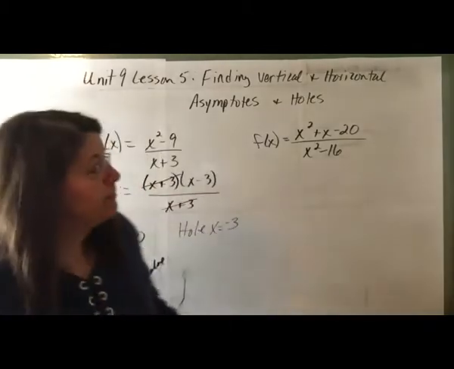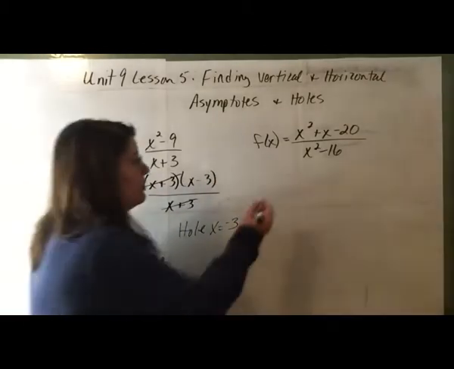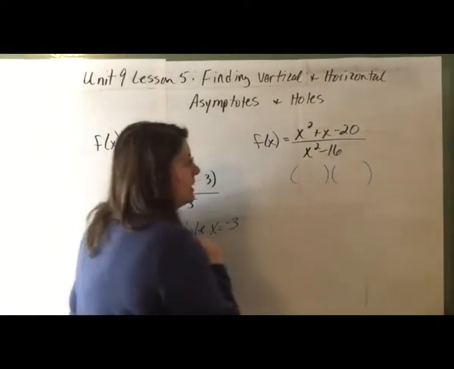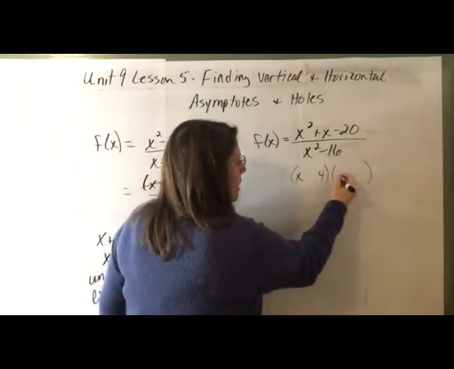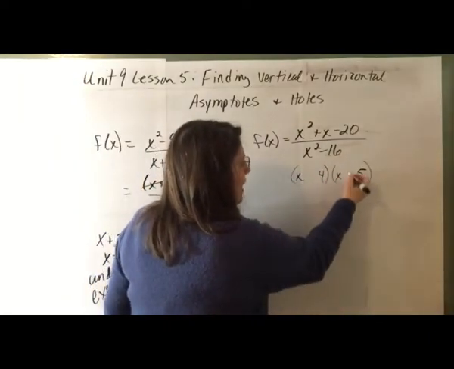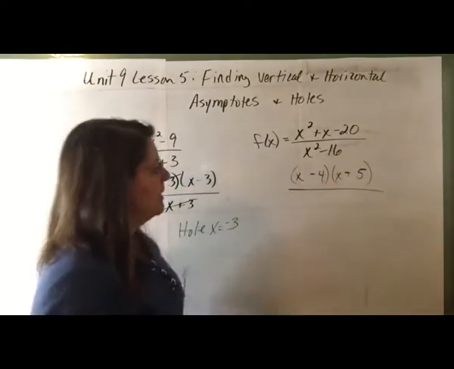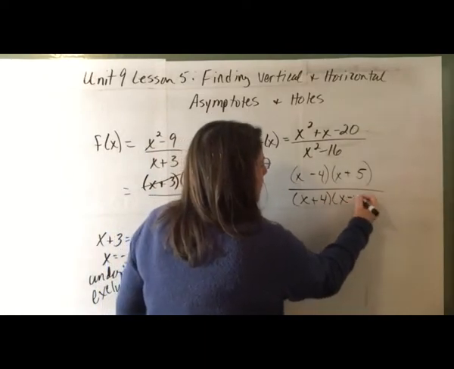For the second one, the first thing again that I'm going to do is factor the top and the bottom. On the top are the factors of 20 that subtract to give me 1, 4, and 5. So I'm going to have an x with a 4 and an x with a 5. The 5 gets the plus, they have different signs. And then on the bottom, that's difference of squares. So we've got x plus 4 times x minus 4.